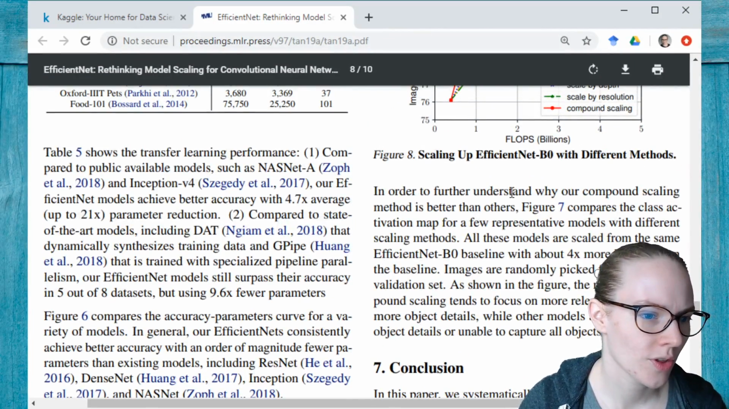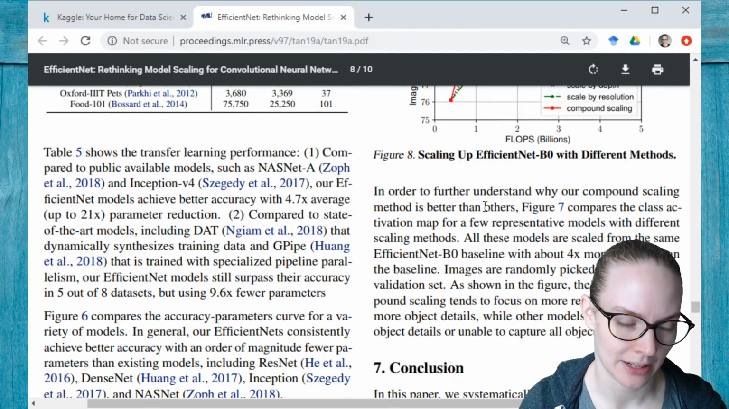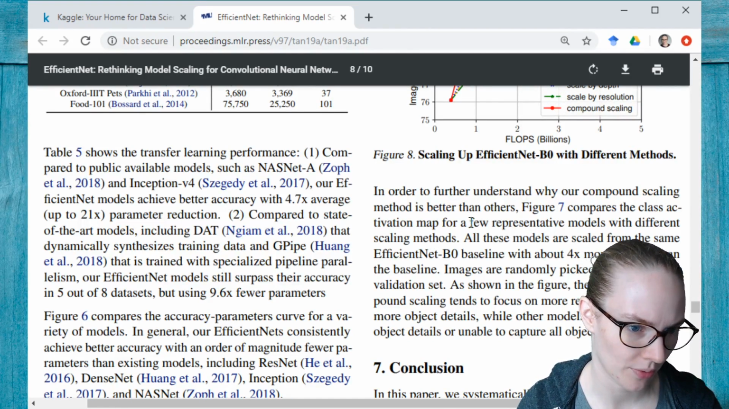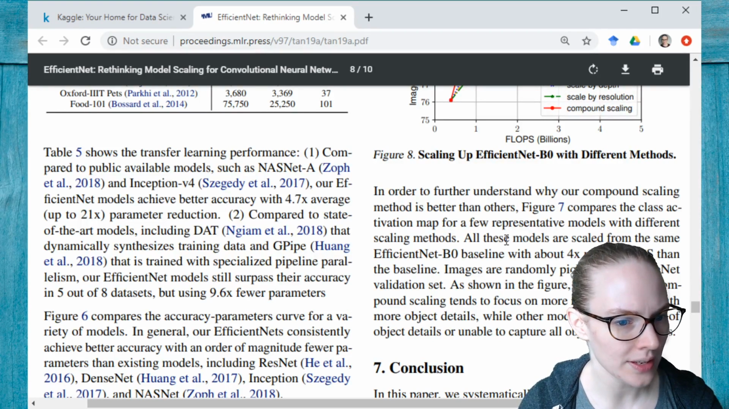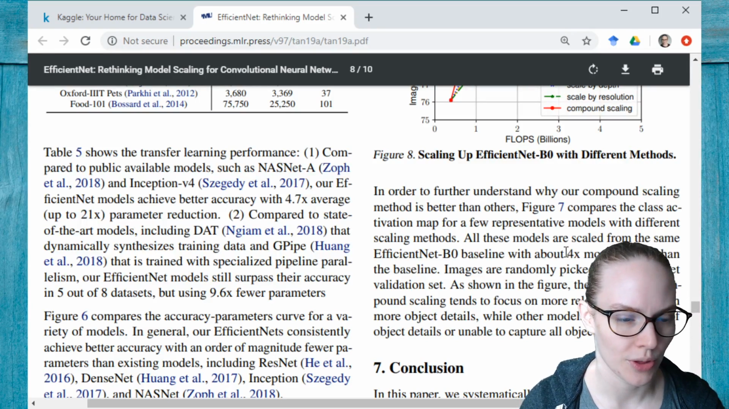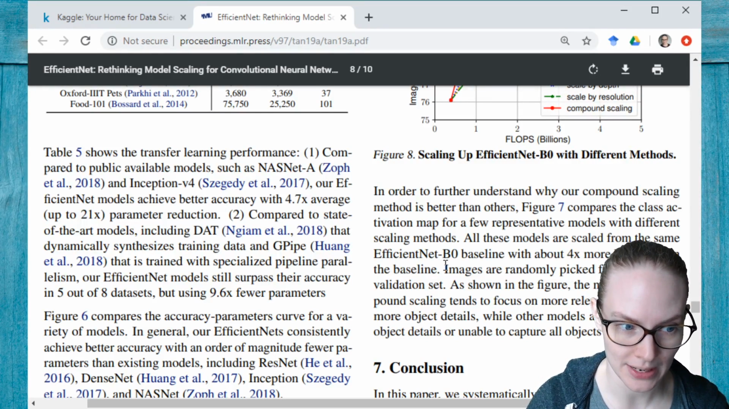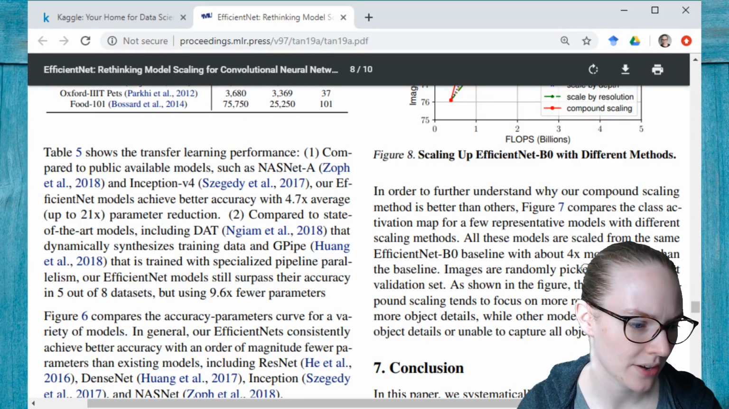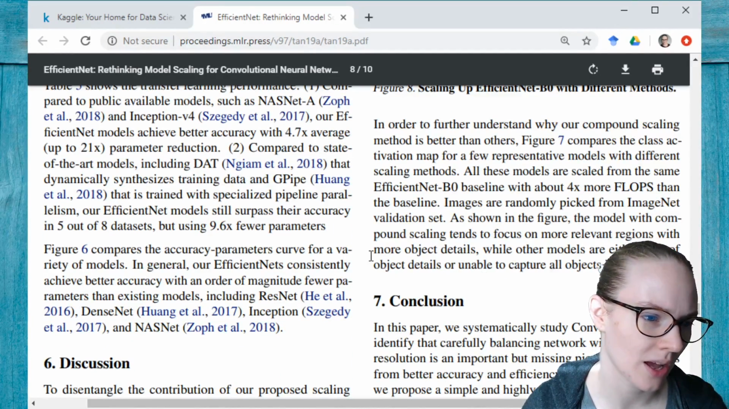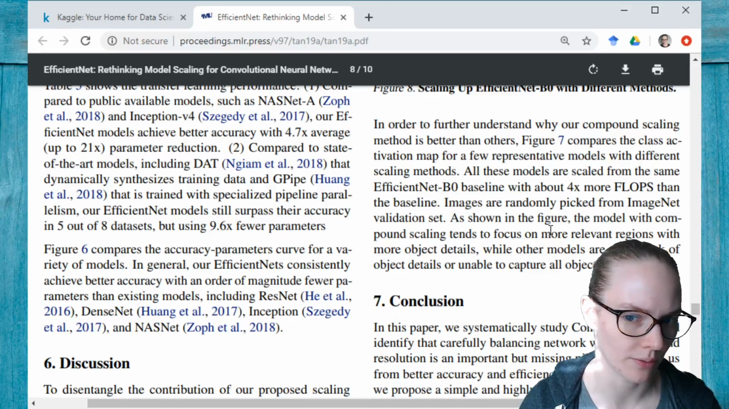In order to further understand why our compound scaling method is better than others, Figure 7 compares the class activation map for a few representative models with different scaling methods. All these models are scaled from the same EfficientNet B0 baseline, with about 4 times more flops than the baseline. Images are randomly picked from ImageNet validation set. As shown in the figure, the model with compound scaling tends to focus more on relevant regions.